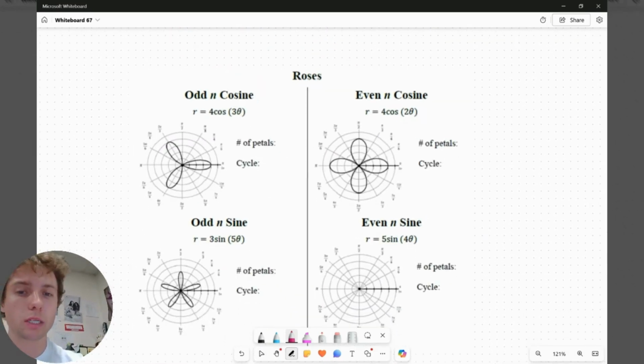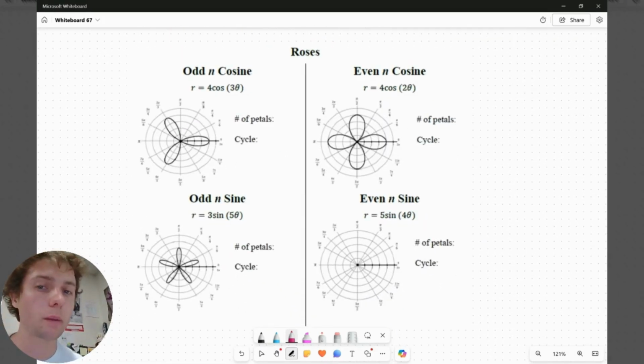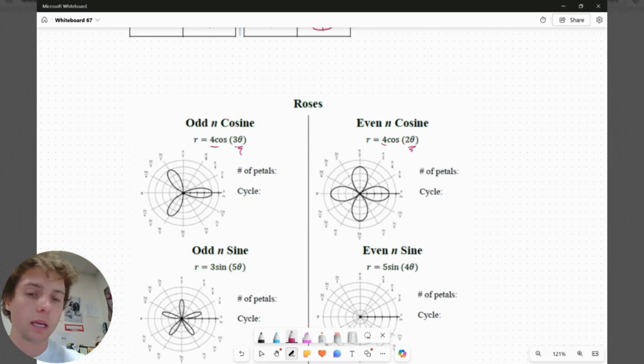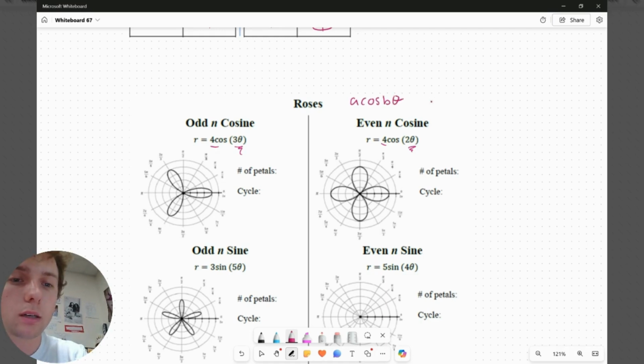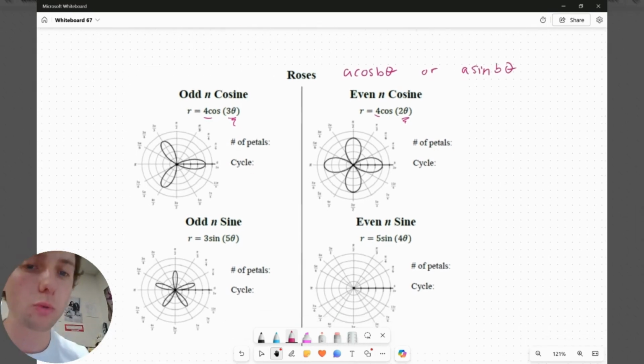Let's talk about roses. Roses are slightly more complicated. Circles can be thought of in this same regard, though. The value in front still tells you how far out it is going. But now, whenever we have roses, there's also going to be a value multiplying on the inside. So, roses, the general form we can have is a cosine b theta, or we could have a sine b theta. Those would both give us roses.